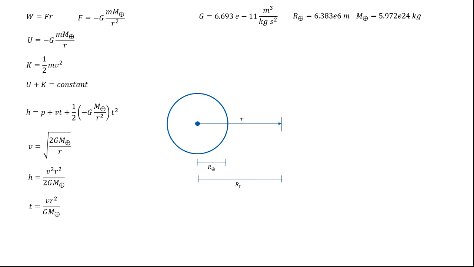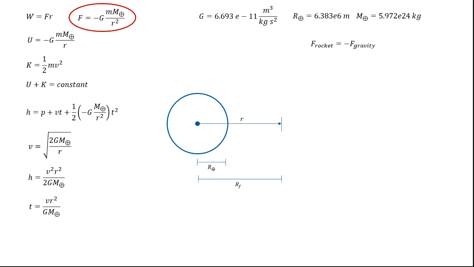We can derive these equations with integral calculus. Let's calculate the work done in sending a rocket from the surface of the Earth, where r equals the radius of the Earth, to some distance r sub f far away. First, we must apply a force, F sub rocket, equal and opposite to the force of gravity. The force of gravity is given here.